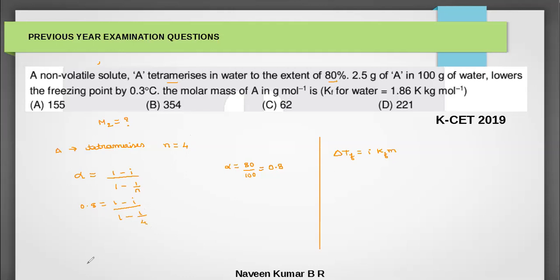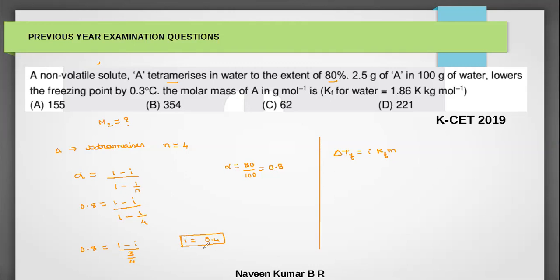So if we consider this simplification, it will become 0.8 equals (1 minus i) divided by (1 minus 1 by 4), which is 3 by 4. Now if you rearrange, you will get i is equal to 0.4. So i is equal to 0.4.